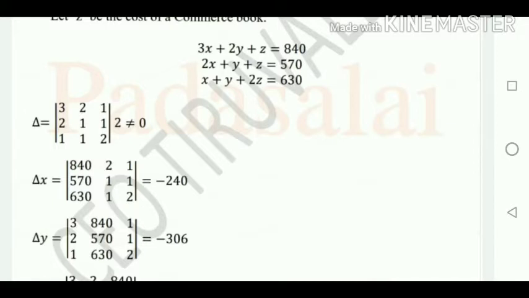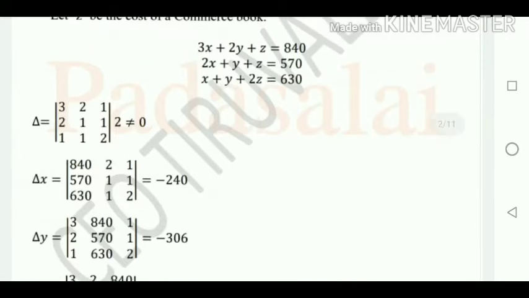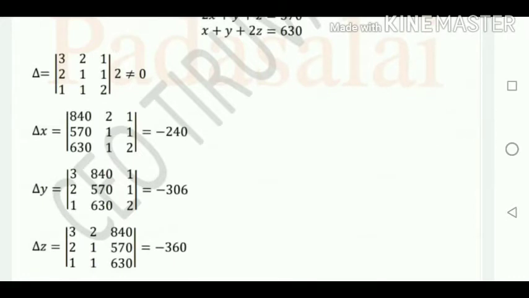We are getting delta equal to 2. So you write an equal sign between the matrix and 2. It is missing here. So delta equal to 2, which is not equal to 0. Now we are finding the value of delta x by changing the first column to the constant terms, that is, the right side of the equation: 840, 570 and 630. Change the first column to 840, 570 and 630. There is no change in the second and third columns when finding delta x. Now the value of delta x equal to minus 240. Here also you apply the same method, expanding the first row.